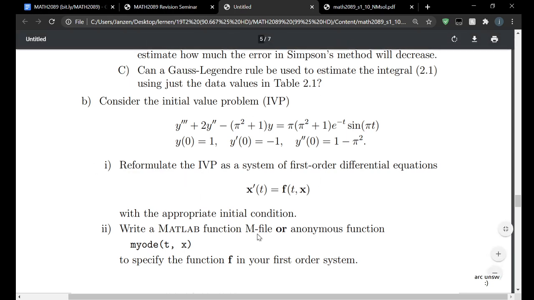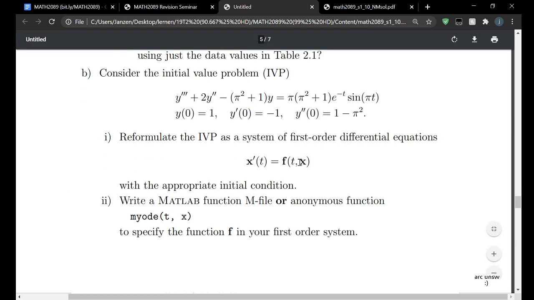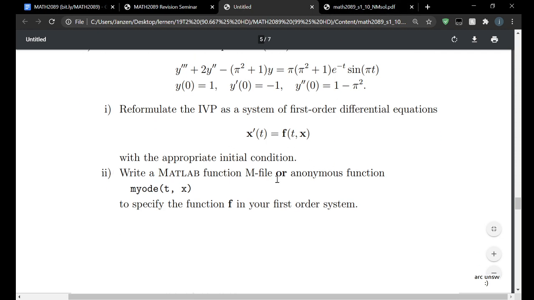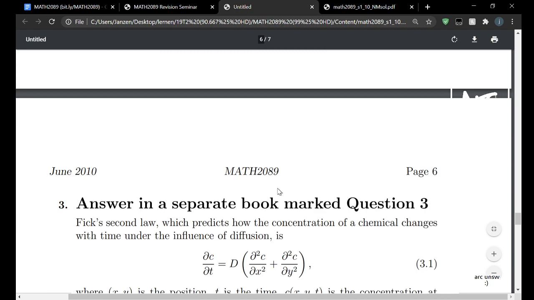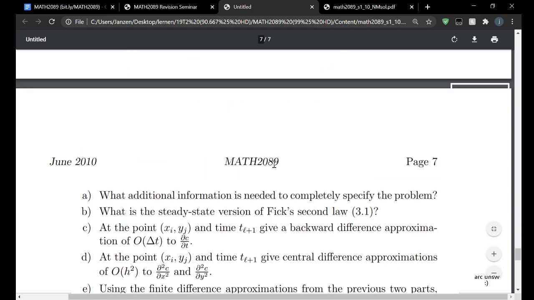We did this question in the slides. Basically just replace the elements of the x dash vector with expressions of x1, x2, x3, and write the MATLAB code. And then we're basically done with the numeric section.